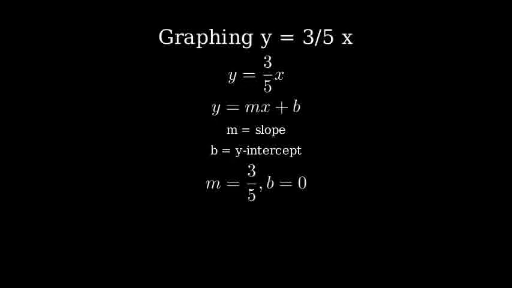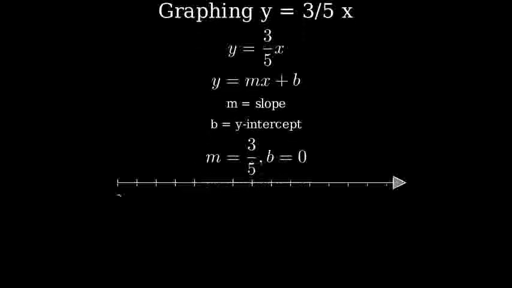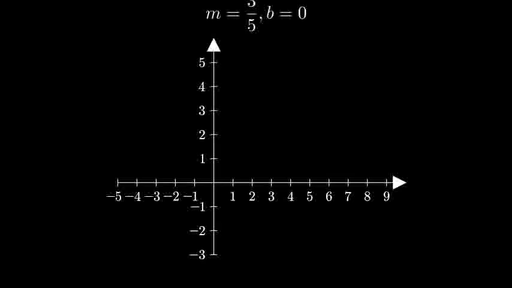b is 0. Let's create our coordinate system. Since our y-intercept is 0, our line will pass through the origin. The slope of 3/5 means that for every 5 units we move right, we move up 3 units.